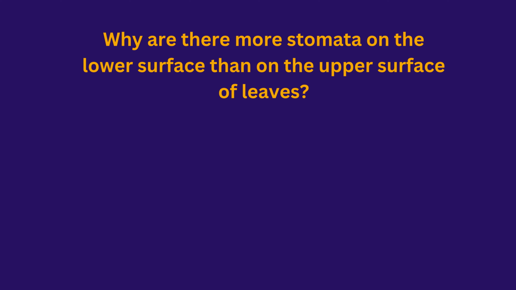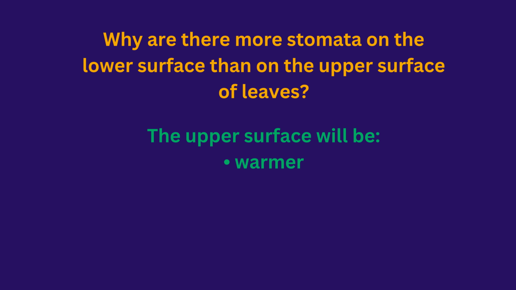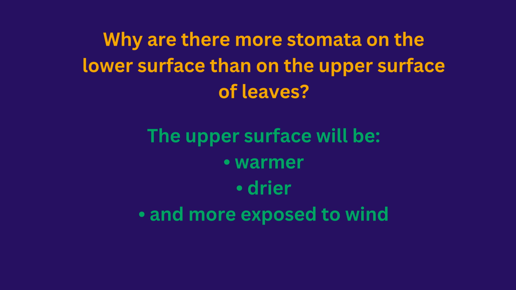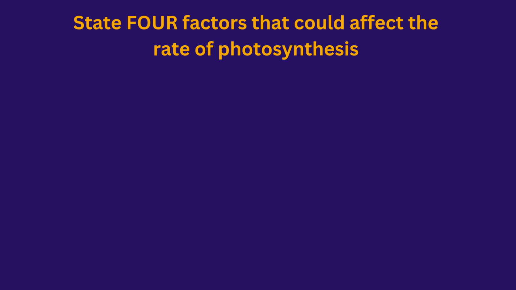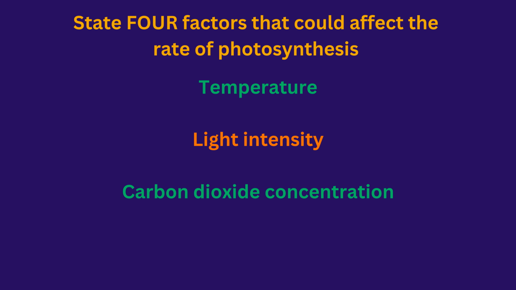Why are there more stomata on the lower surface than on the upper surface of the leaves? The upper surface will be warmer, drier, and more exposed to wind, so greater water loss would occur. State 4 factors that could affect the rate of photosynthesis. Temperature, light intensity, carbon dioxide concentration, amount of chlorophyll.